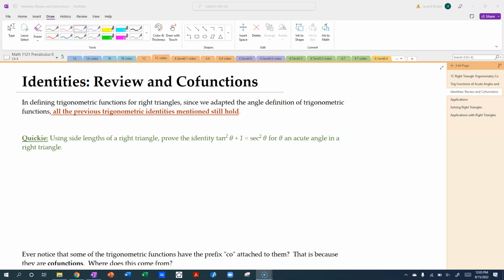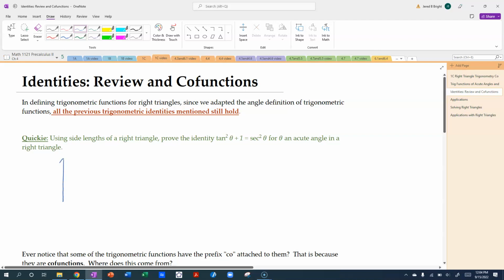Having looked at another definition of trig functions within the context of a right triangle, we want to revisit identities and see if they still hold. It turns out we can do proofs to our heart's desire, or we can just not and know that all the trigonometric identities still hold. All the properties like the period property, even and odd, the Pythagorean identities, reciprocal identities, etc., all still hold. So just a quick example of this is using the side lengths of the right triangle.